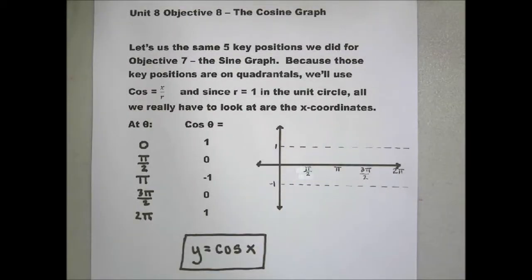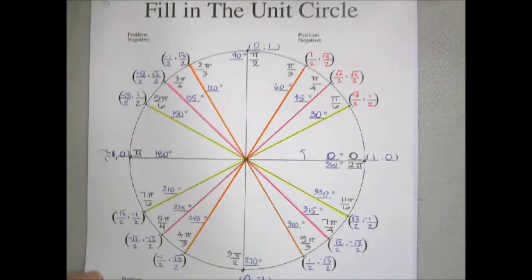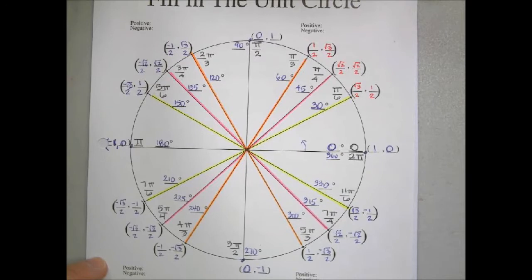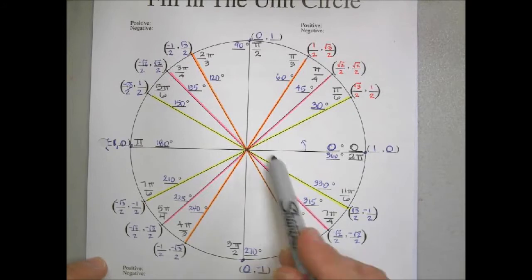We're going to dive into Objective 8 the same way we did Objective 7. Objective 8 is all about the cosine graph, and we're going to look at it the same way we did with the sine graph. We need our 5 key positions to understand how the graph behaves. And since those 5 key positions are all on quadrantals, we're going to look at the unit circle, but we're going to have to use the definition of cosine as x over r. We can't use adjacent over hypotenuse because we're not making triangles.